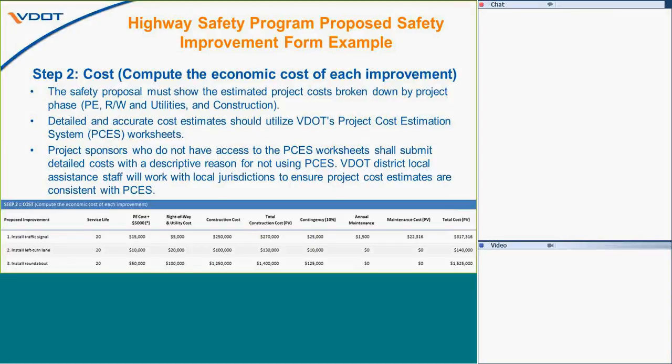Once you have that first step, all of your crash information entered, then you enter your cost information. And as we alluded to earlier, there's comprehensive cost information that has to be entered through this. Costs are broken down by phase: right-of-way and utilities, and construction. And accurate cost estimates should utilize VDOT's project cost estimation system, CES worksheets. If you don't have access to those, you can get your own costs with specification in terms of how you're coming up with that cost information.